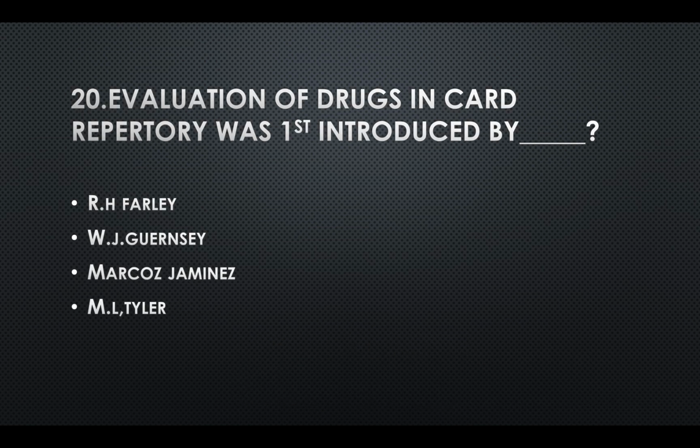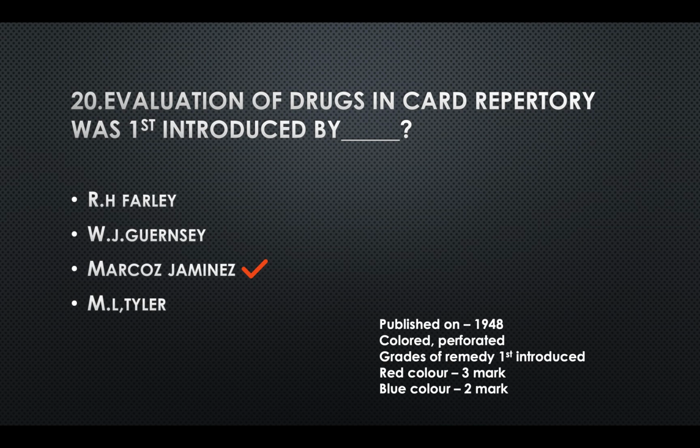Evaluation of drugs in card repertory was first introduced by: option A R.H. Fairley, option B W.J. Guernsey, option C Marcos Jimenez, option D M.L. Taylor. Answer: option C Marcos Jimenez. This card repertory was published in 1948. It is a colored and perforated card repertory. Grades of remedy were first introduced in this card repertory. Red color indicates 3 mark, blue color indicates 2 mark.